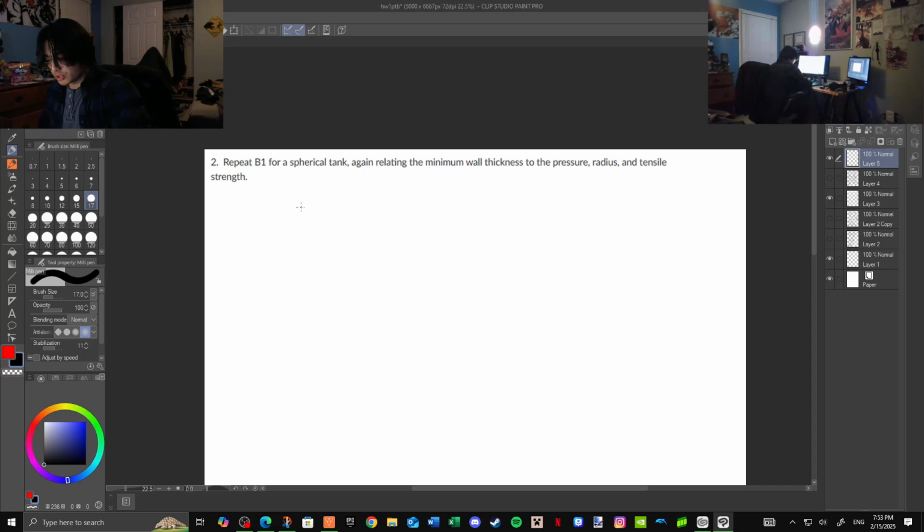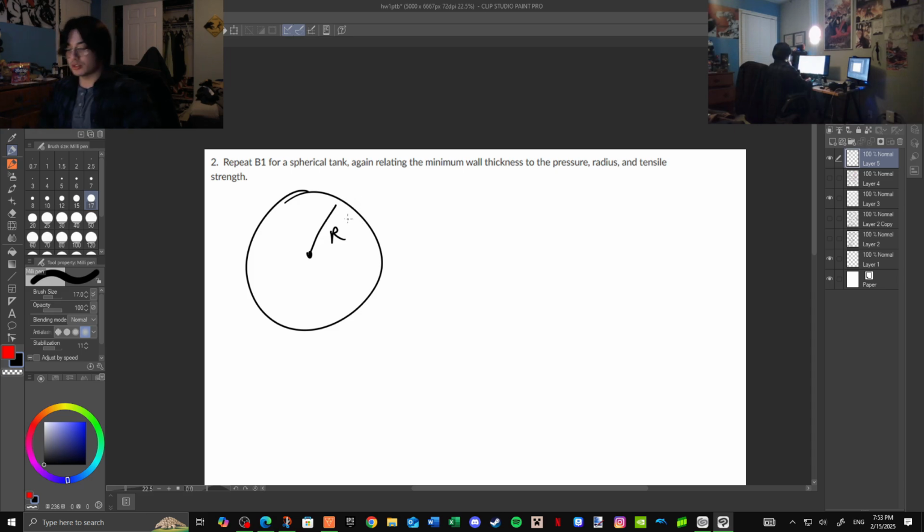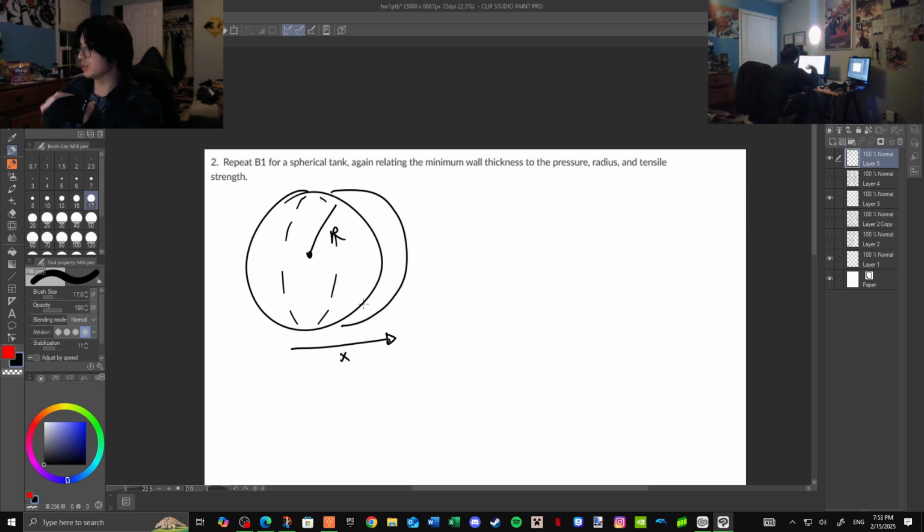So this is a very similar setup to the previous question, only this time we're using a sphere instead of a cylinder. The center of the sphere to the outer surface will be represented by R. Show this as a sphere. And like last problem, we're only focused on one half of the sphere, and we're also only focused on all of the horizontal forces acting upon that surface.